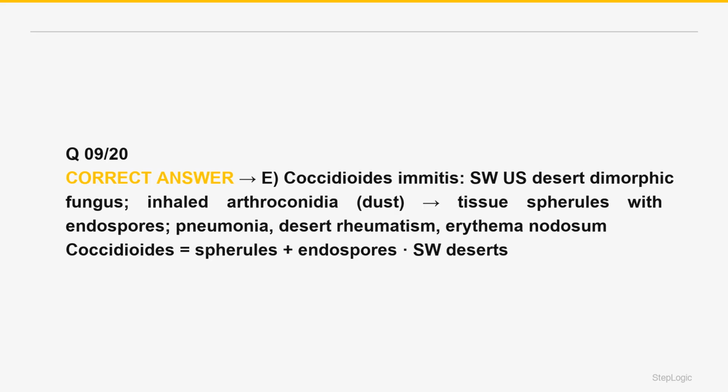It can disseminate to skin, bone, and meninges, especially in immunocompromised patients, certain ethnic groups, and in pregnancy. Treat with azoles, fluconazole, or amphotericin for severe disease. The dust-acquired spherule and endospore fungus of the southwestern deserts is Coccidioides immitis.